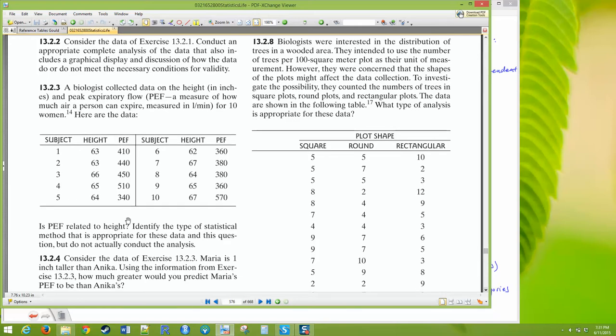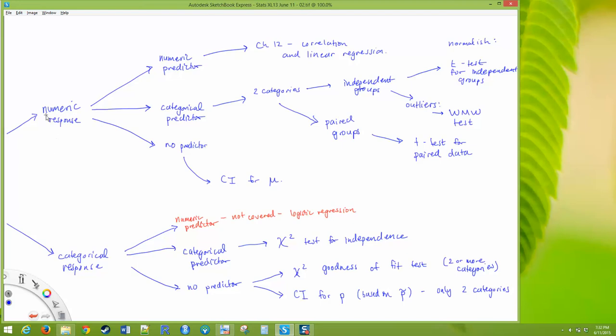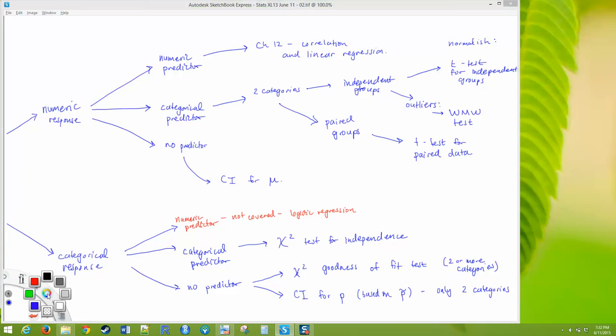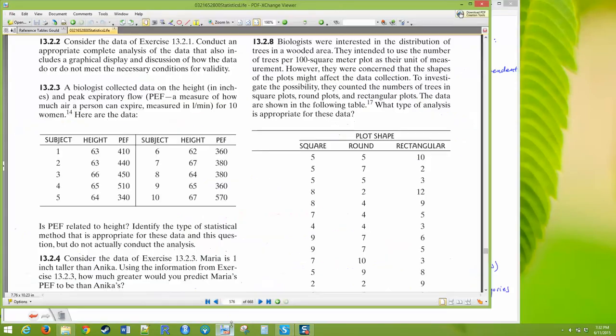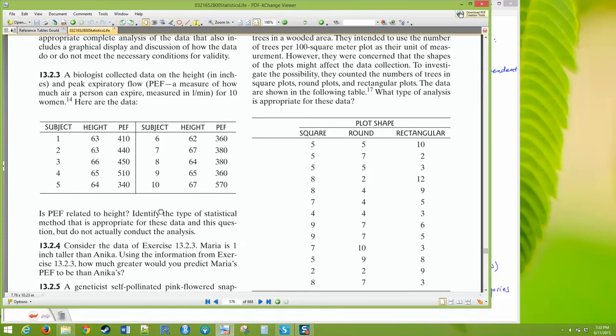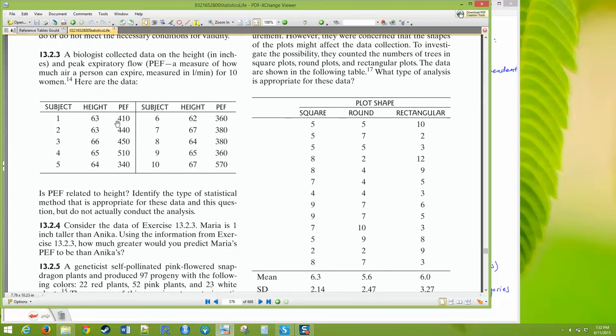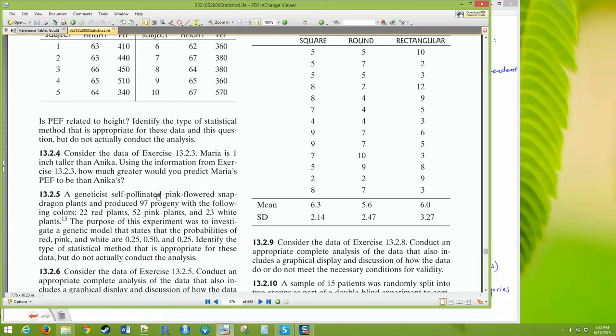So we want to know, is there a relationship between height and peak expiratory flow? Okay, so what is the appropriate method to use here? We have a numeric response, peak expiratory flow, and a numeric predictor, someone's height. So we will be using correlation and linear regression to see if there is a relationship between the two variables. Okay, so you can do correlation, linear regression. All right, let's look at this next one.